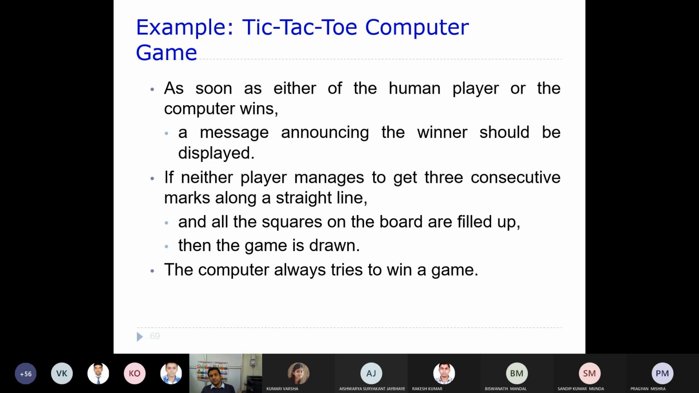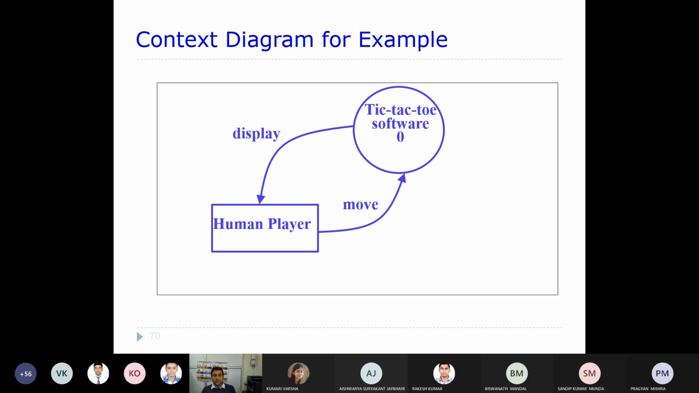Whoever wins that particular game, that message will be displayed. If neither of the two players manages to get 3 consecutive marks, and all the squares on the board are filled up, then the game is drawn. That game is considered a draw. So that is exactly the tic-tac-toe game.